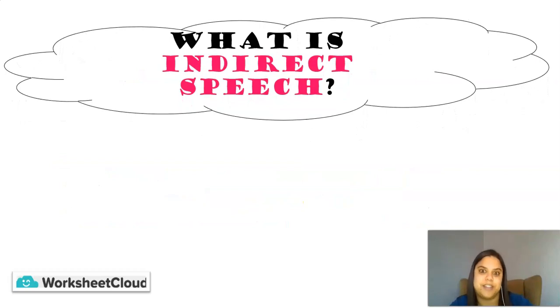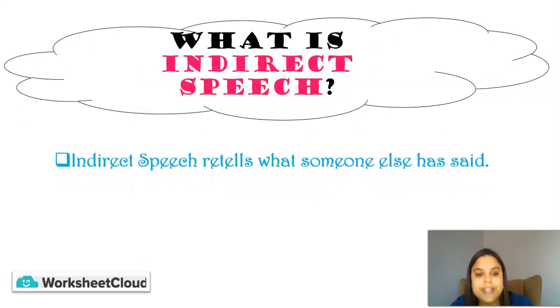What is indirect speech? Indirect speech retells what someone else has said. So it's not what the person is exactly speaking, it's saying what someone else has said in your own words. So I would say, my mommy said that we shouldn't do that. But if I was saying it in direct speech, I would say, my mommy said, "You mustn't do that." Okay, so that is the difference between direct and indirect speech.